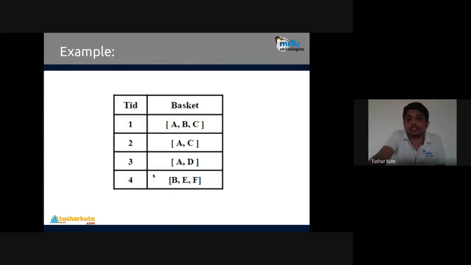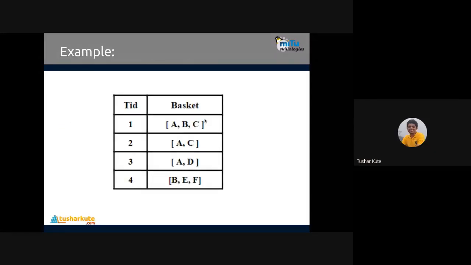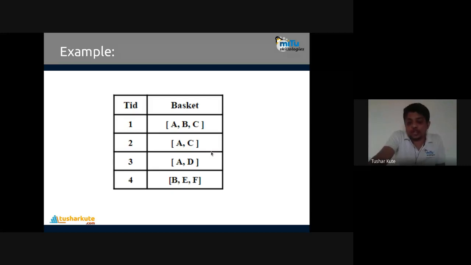Come back again. Now see, here A and C are coming together. How many times? They are coming together 2 times out of 4, so their support is 50%. That is the A and C support. Then, when A is coming, C is also coming. How many times is that happening? 66% of the time.